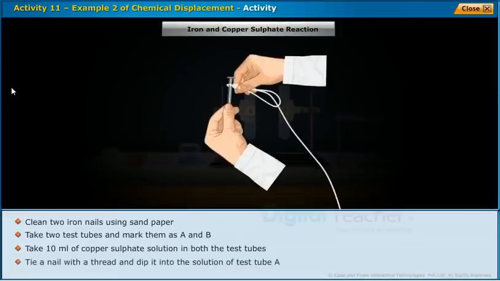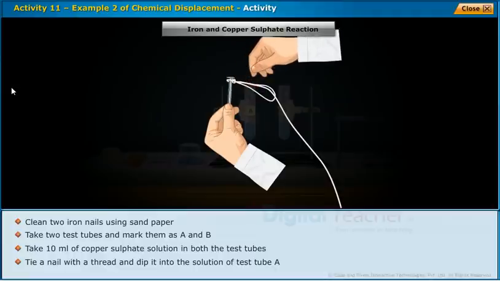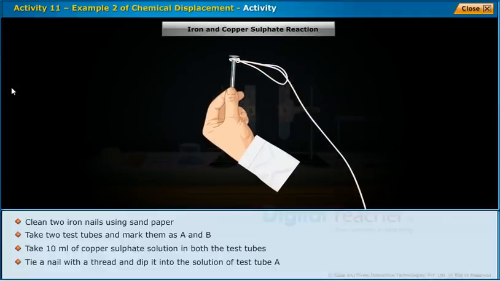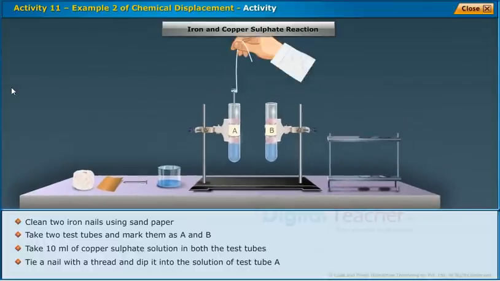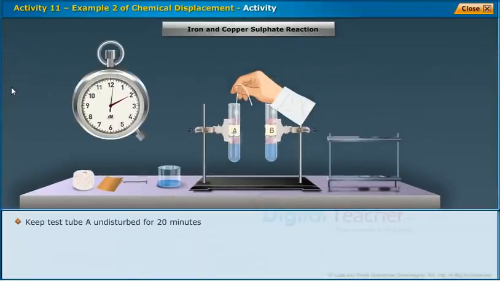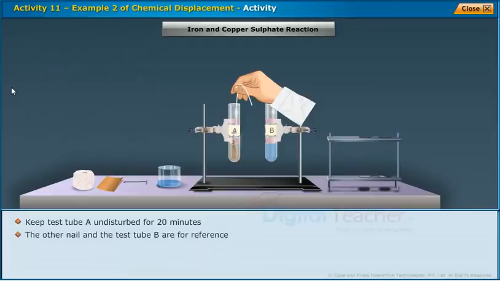Tie a nail with a thread and dip it into the solution of test tube A. Keep test tube A undisturbed for 20 minutes. The other nail and the test tube B are for reference.